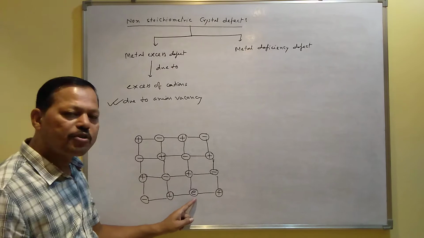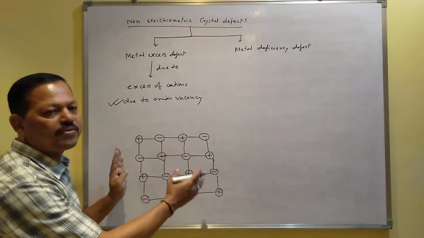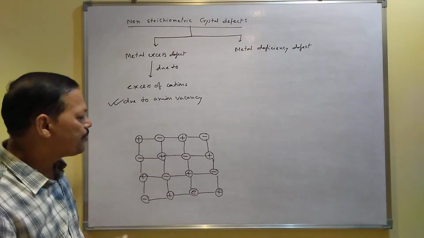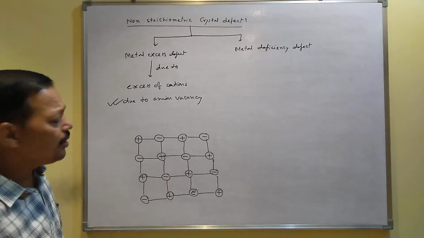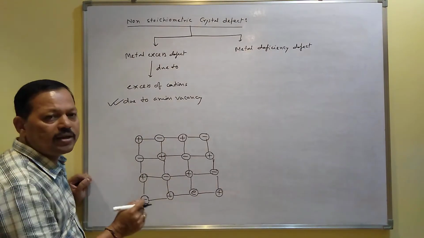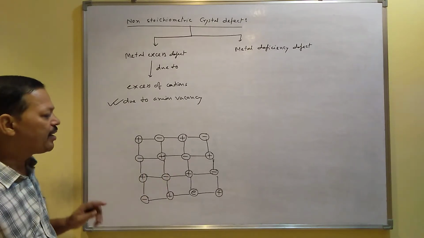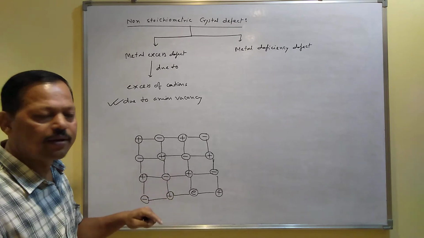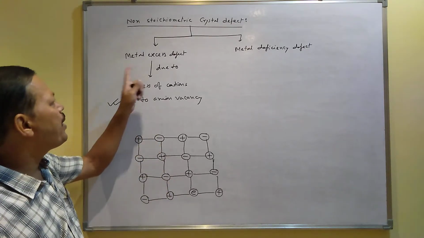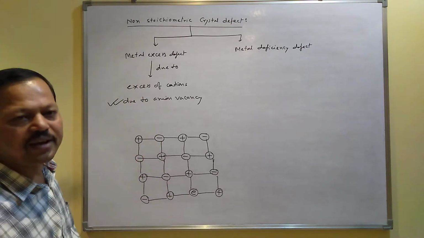And as you know, electron is negatively charged, so the number of positive charges is equal to the number of negative charges. So here the electrical neutrality is maintained, but the number of cations is not equal to the number of anions. Here the cation number is 8, but the anion number is 7, and that is why it is called metal excess defect due to anion vacancy.